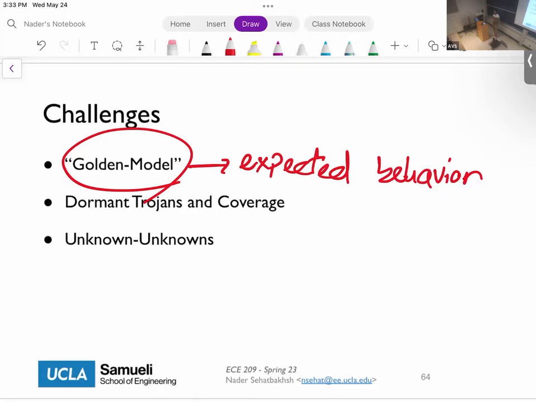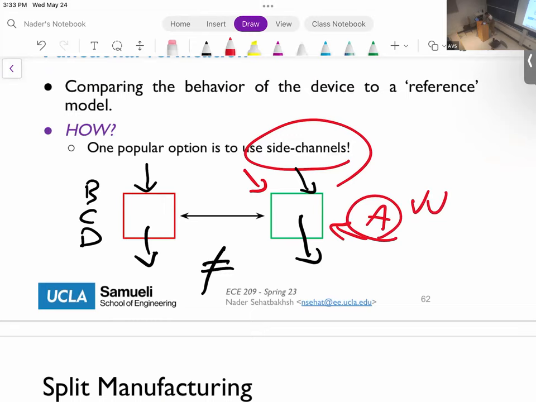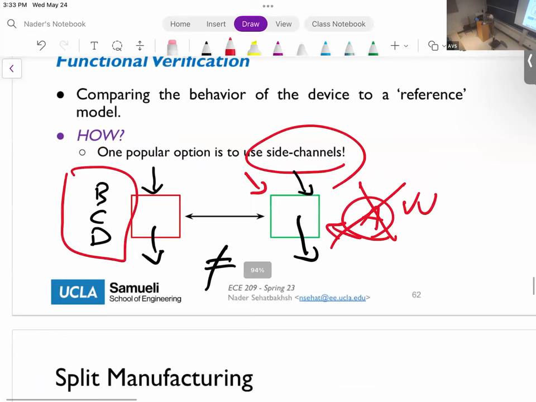So in many cases you can assume, but in many other cases you cannot assume that you have access to the golden model. For example, things like this only work if I know what this is. If I don't have this, then there's really nothing I can do with this. There's nothing I can compare to know whether this is expected or not. So in some cases it is helpful, in many cases it's not helpful.